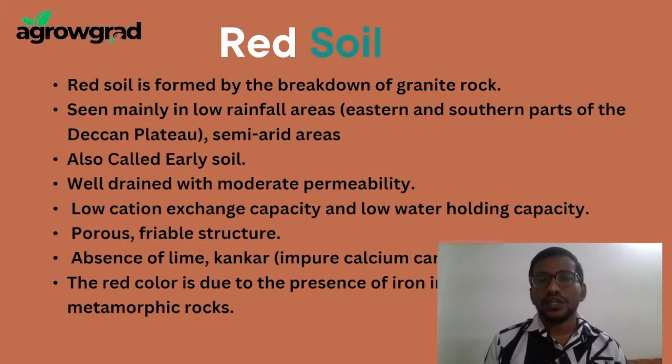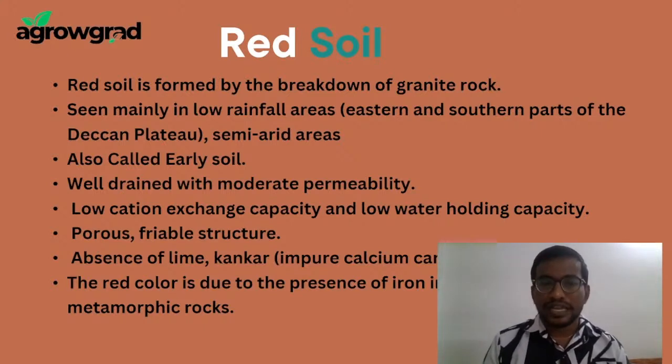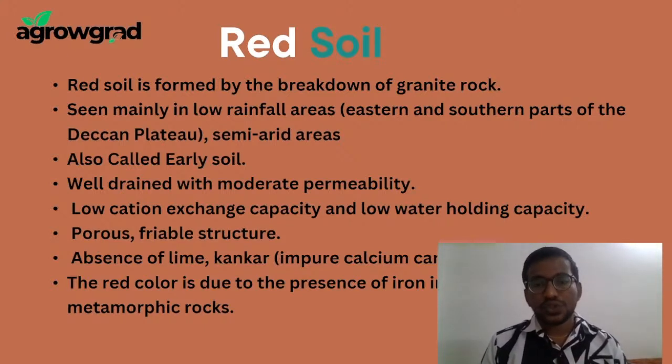If we know the soil character, we can easily choose the crop which can be a better one. So we can reduce the management costs also. The management practices we go through in farming, we can reduce those also. It has an absence of lime and chemicals. The red color is due to the presence of iron in crystalline and metamorphic rocks.